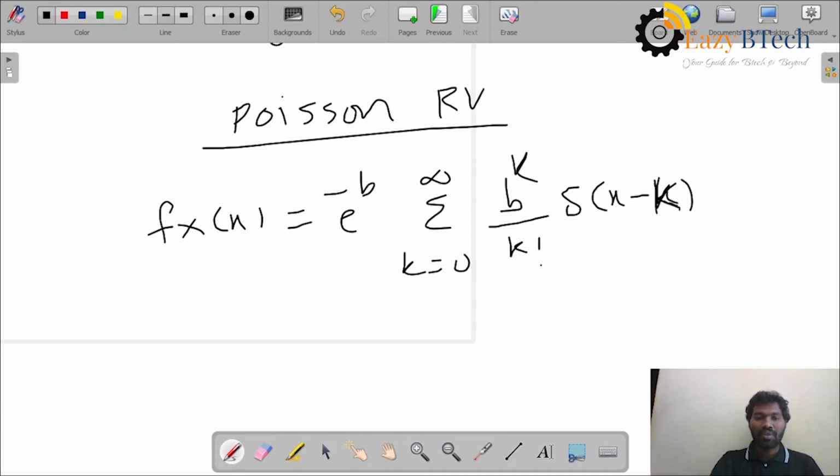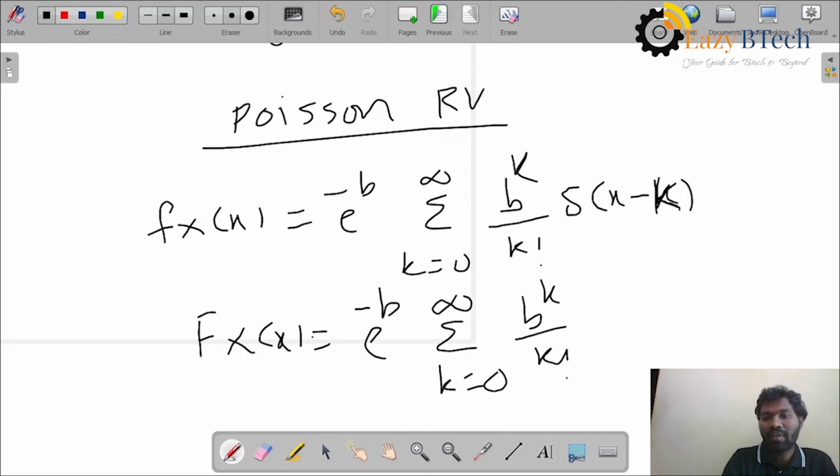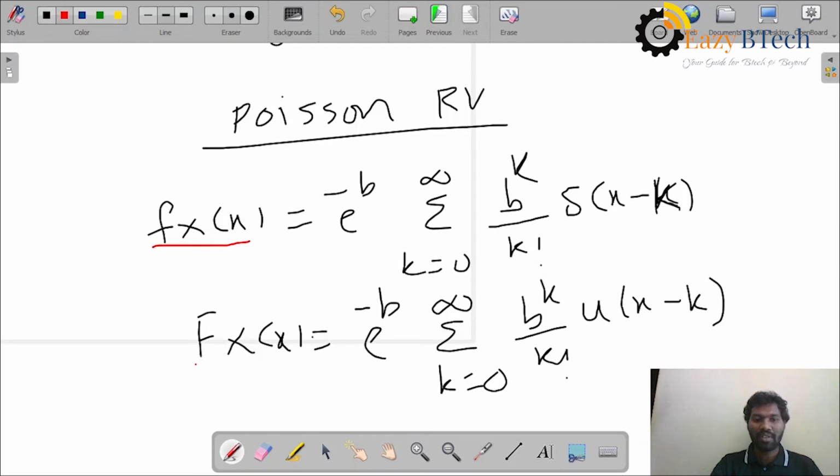In the same way, the distribution function is given by capital Fx of x equal to, with only a small change in the summation, sigma k equal to 0 to infinity b power k by k factorial into u of x minus k. We have already seen that delta means impulse function and u means step function. So small fx of x means the density function, and this one is the distribution function.